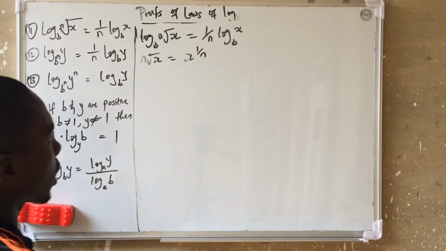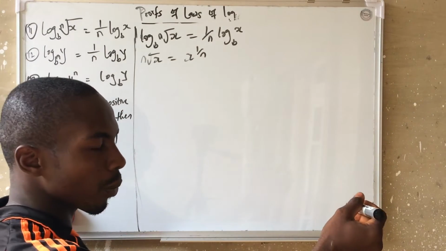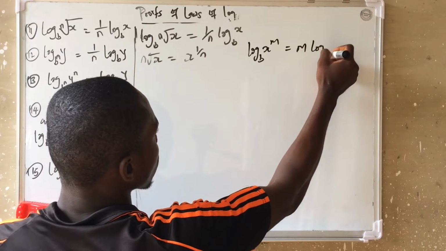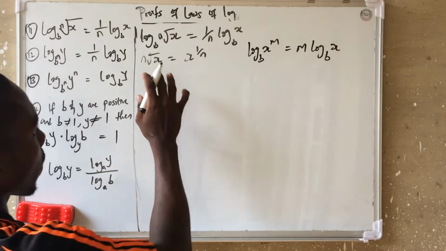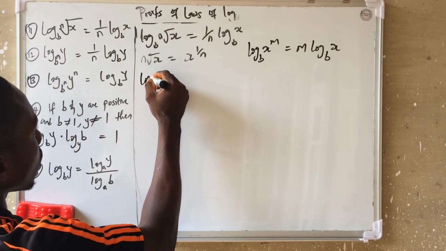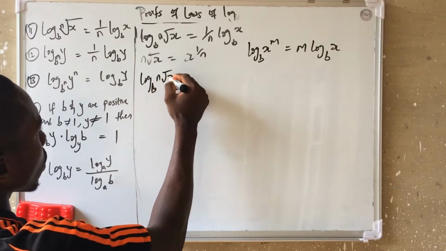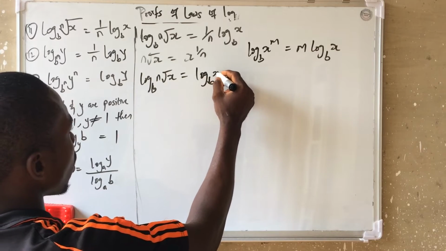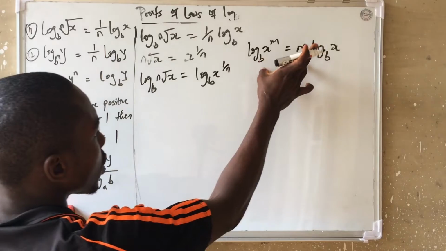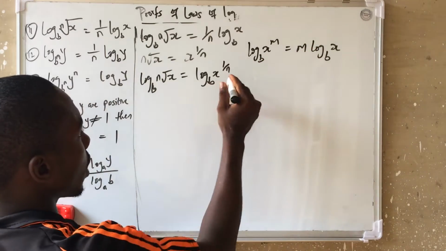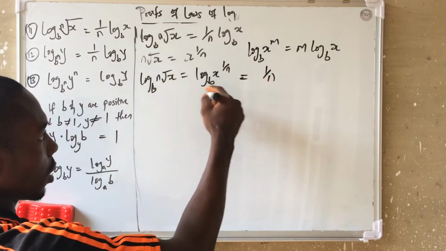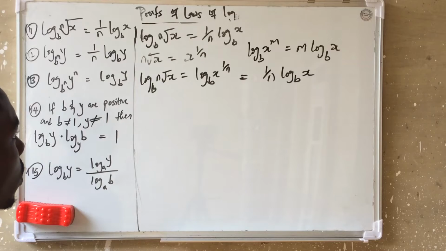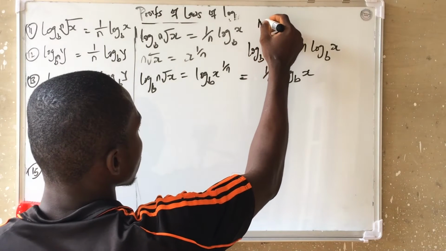Now, the next thing: in the last video I uploaded, proof number 10 says the log to the base b of x to the power m is equal to m log to the base b of x. So now we're going to use this. We say log to the base b of the nth root of x is equal to log to the base b of x to the 1 over n. Now from this proof, it is clear to see that this is equal to 1 over n log to the base b of x. It is very clear to see. So we can call this method 1.